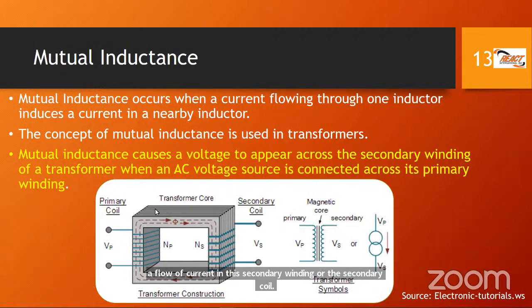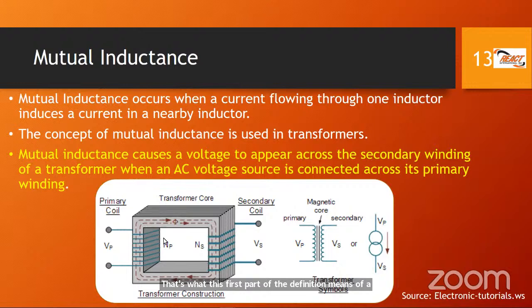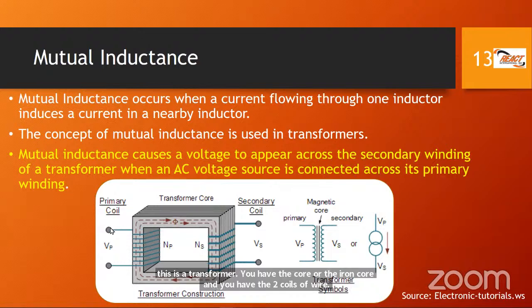So this is a transformer. You have the core, or the iron core, and you have the two coils of wire around it. When an AC voltage source is connected across its primary, all we are saying is that we apply an alternating current voltage source to the primary. In other words, we plug it into the wall on this side, but a current flows on this side due to mutual inductance. So this is a definition. It's an exam question.